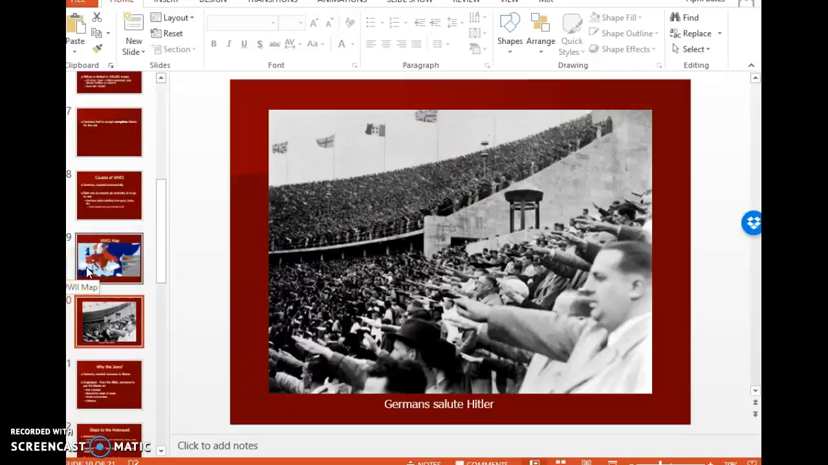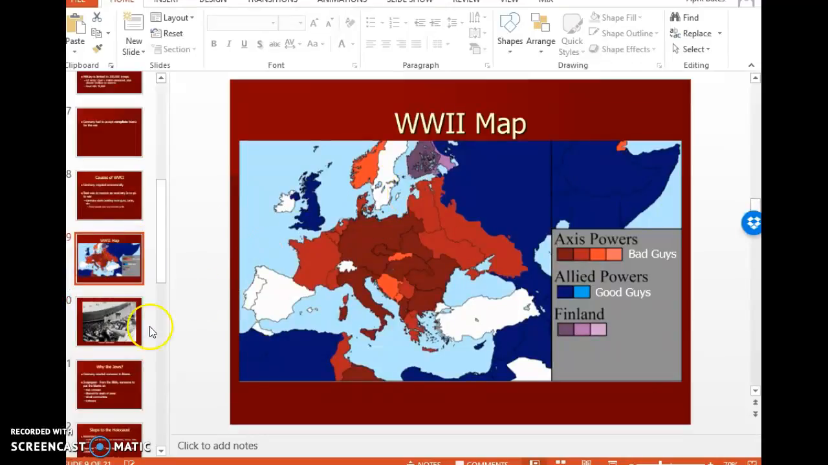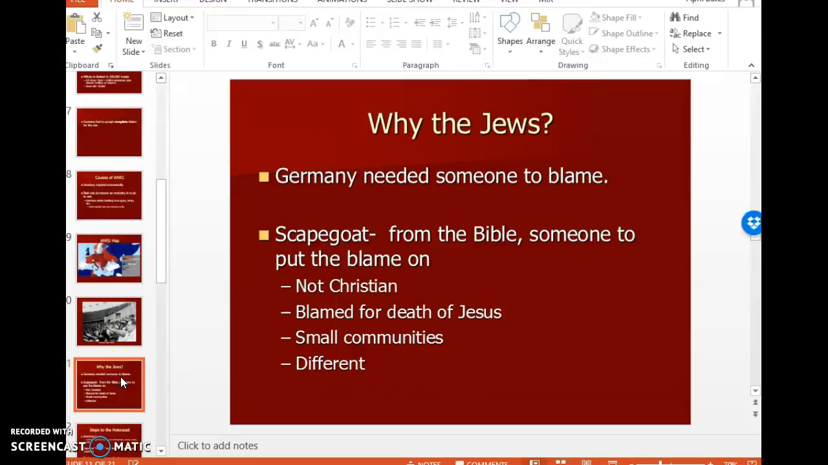Even though that sounds completely crazy, look at the map. It totally worked. So why did Hitler pick the Jews? Well, Germany needed someone to blame. They didn't want to believe that they had lost the war because they weren't the best fighters or they weren't the strongest country. They wanted to have someone to blame. So they did. They blamed the Jews. They said that the Jews at every turn had undermined them, that they were spies, that they're the reasons that Germany didn't win the war.